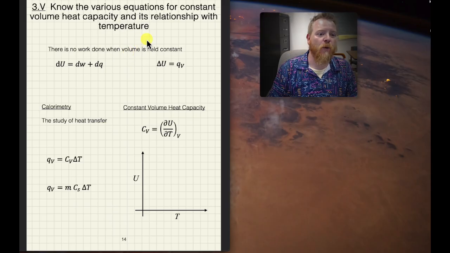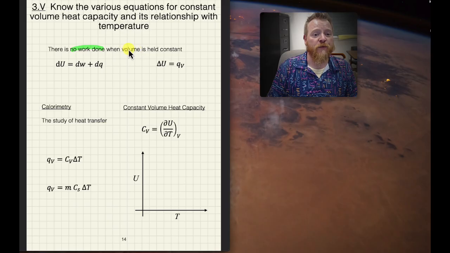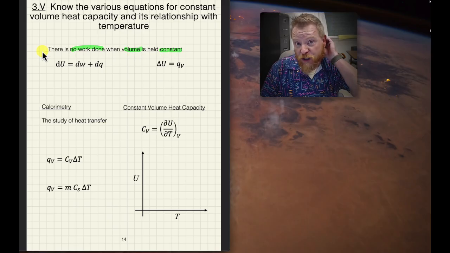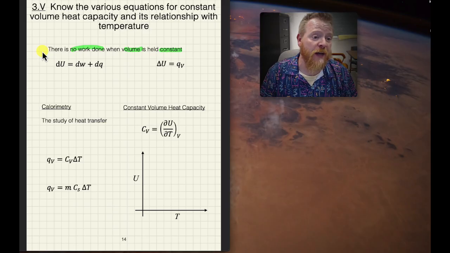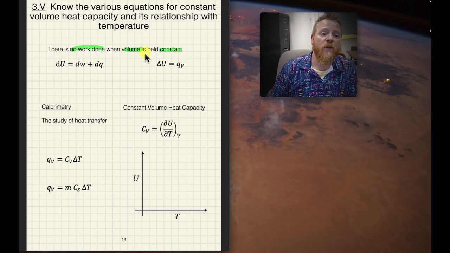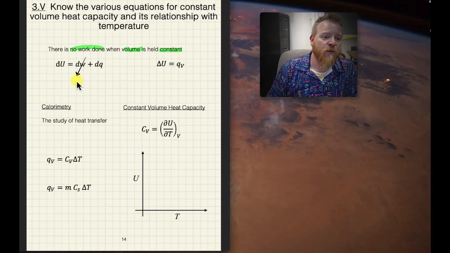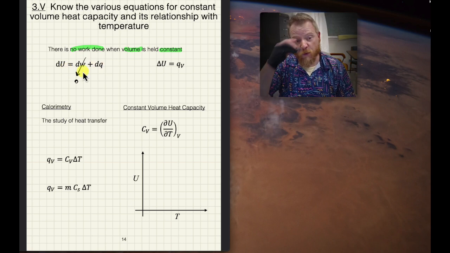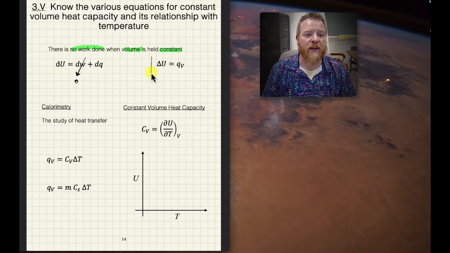What's important to note here is there is no work done when volume is constant, right? There's no change, there's no force being applied over a distance. So when the volume is held constant, referring to the first law here, dW becomes 0, and thus dU equals dq. Integrating both sides, we get delta U being equal to just qV.